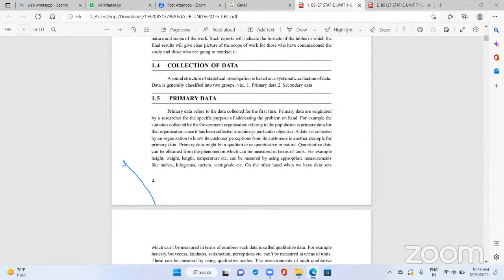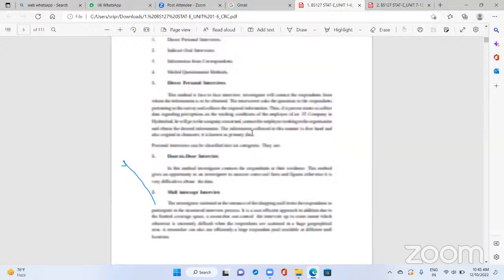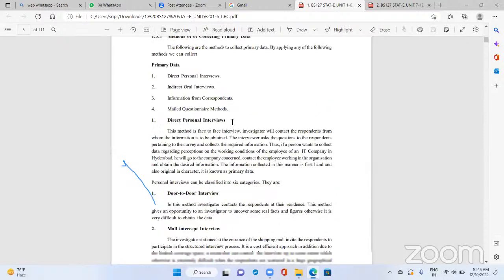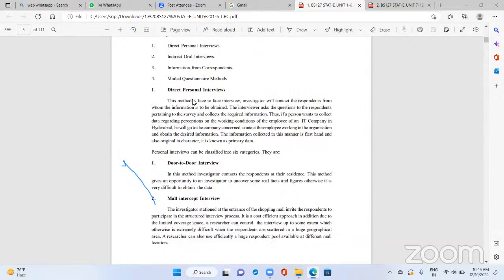This data, if another agency or another person uses it, that is known as secondary data. Okay. Now coming to methods of collecting primary data. Primary data means direct personal interviews, indirect oral interviews, information from correspondents, mailed questionnaire methods. So first of all, we can discuss direct personal interviews. We can go to the house and take the interview face to face. The investigator will contact the respondents from whom the information is to be obtained.